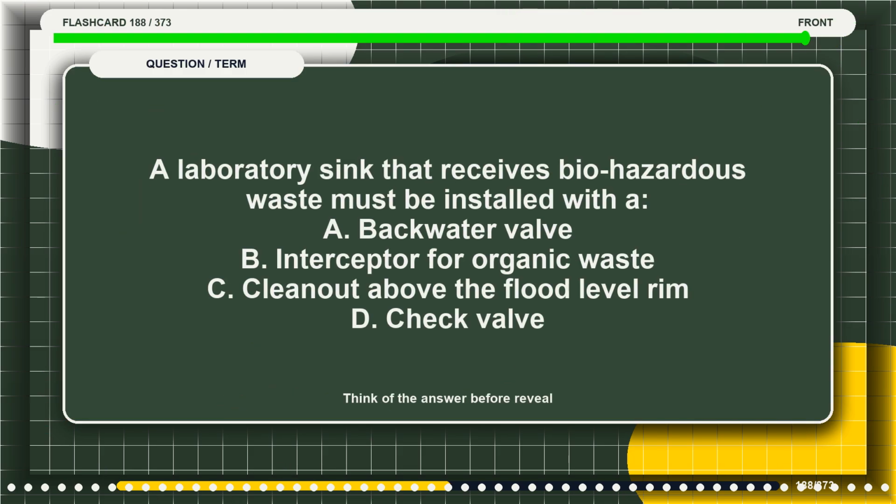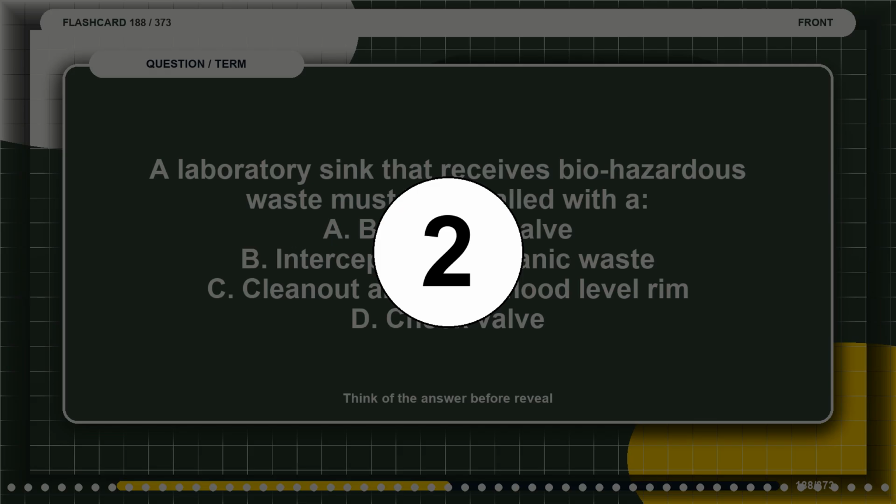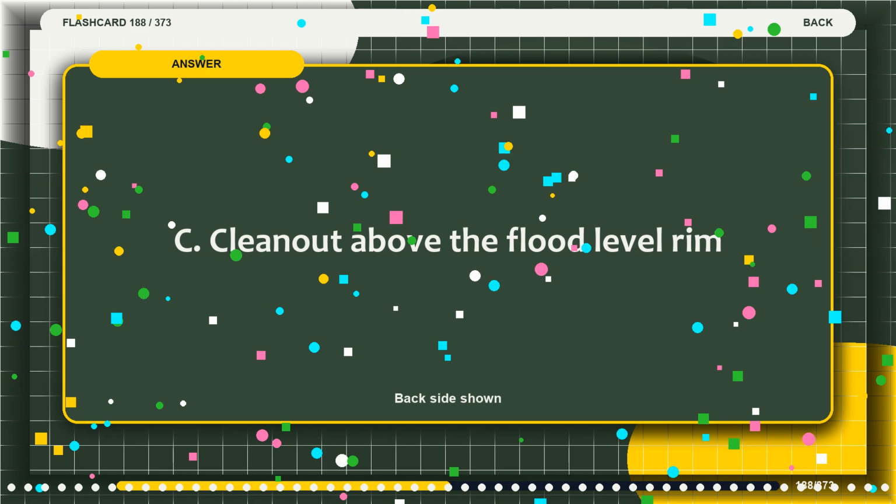Flashcard 188. A laboratory sink that receives biohazardous waste must be installed with A. Backwater valve, B. Interceptor for organic waste, C. Cleanout above the flood level rim, D. Check valve. Think of the answer before the reveal. The answer is C. Cleanout above the flood level rim.